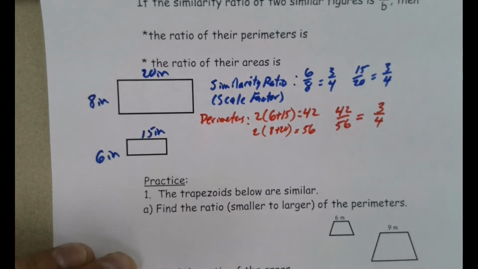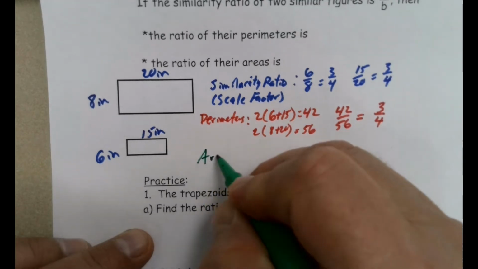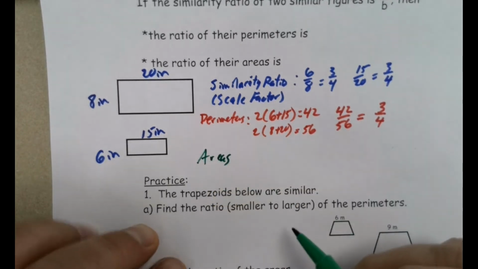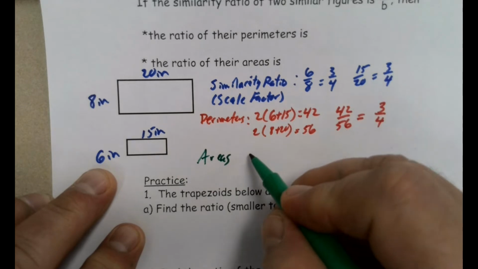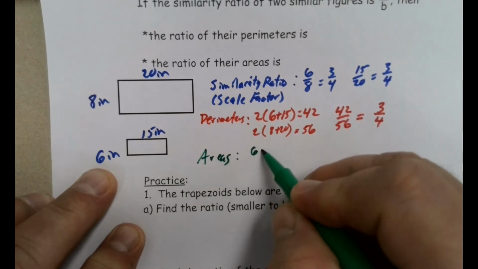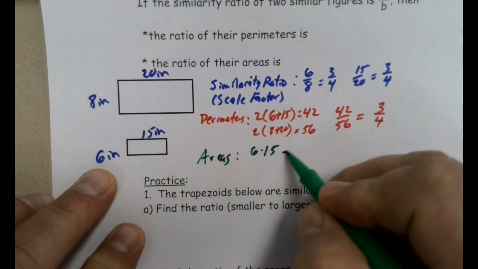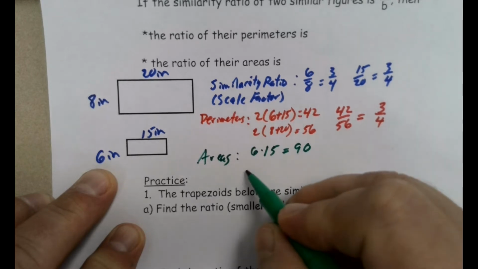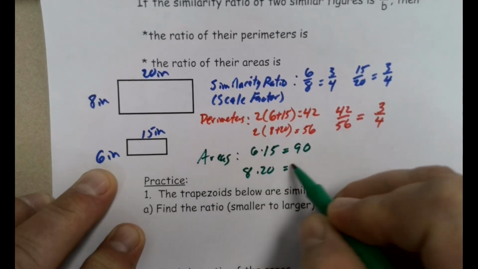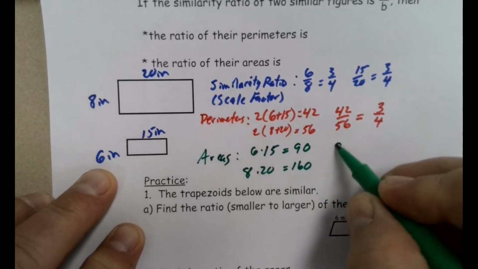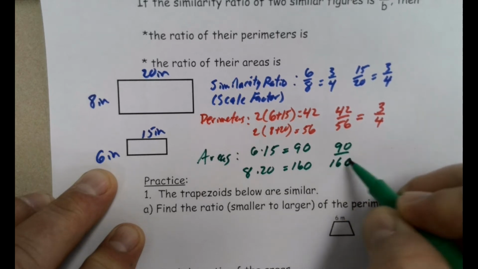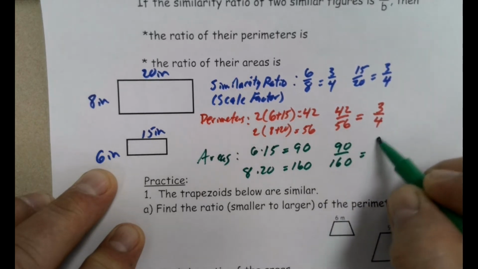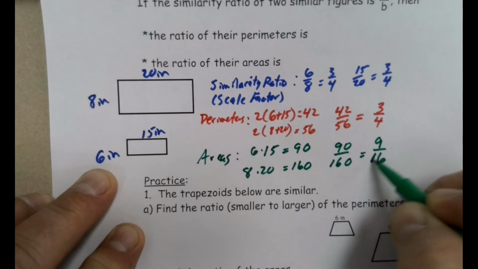All right, for our areas, 6 times 15 for the smaller one. This would be 6 times 15, that's 90. And then for the larger one, I do 8 times 20, 160. And when I simplify this ratio, 90 to 160, it gives me 9 over 16.